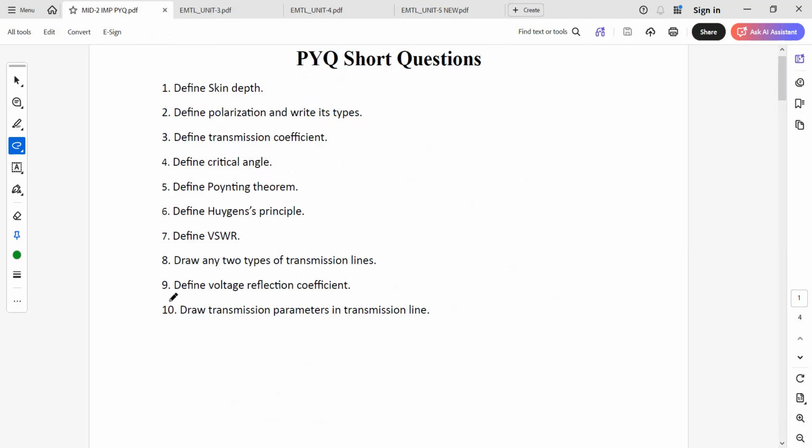Next question is define voltage reflection coefficient. So don't get confused with the standing wave ratio. This question is about the voltage reflection coefficient that we need to define here.